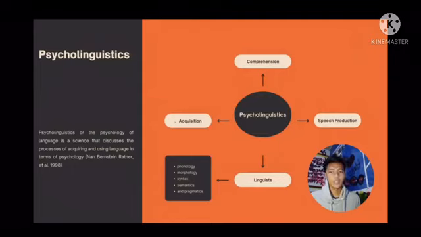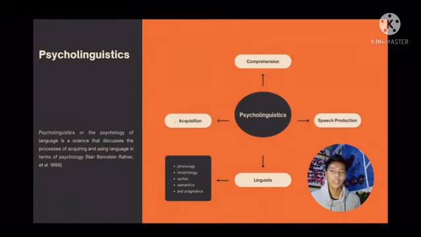And then linguistics. Linguistics is a part of psycholinguistics, like psycho and linguistics. If you want to learn linguistics, you must know linguistics has 5 components. First is phonology. The second is morphology. Third is syntax, and fourth is semantics, and the last is pragmatics. So the 5 components in linguistics are very important to you if you want to learn linguistics more.